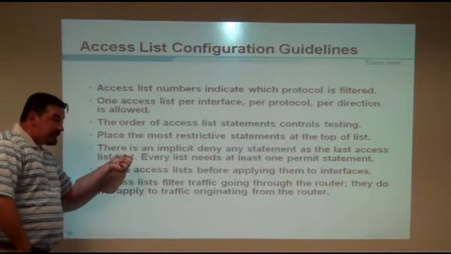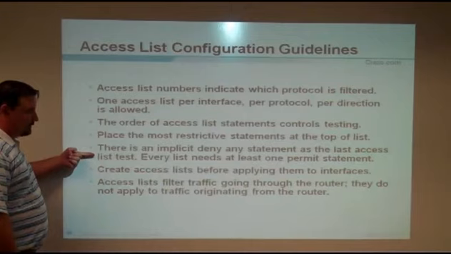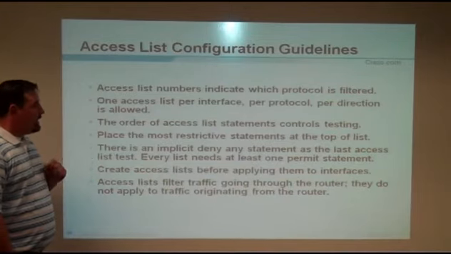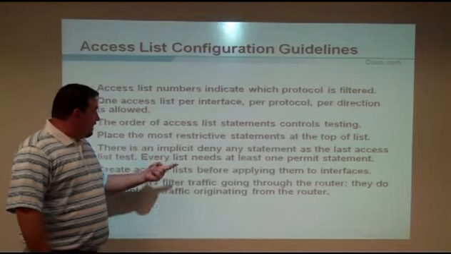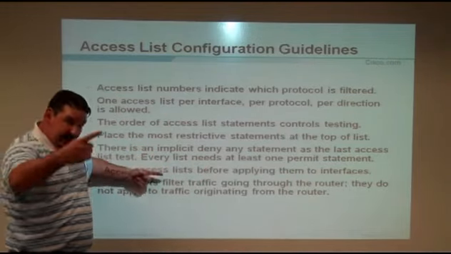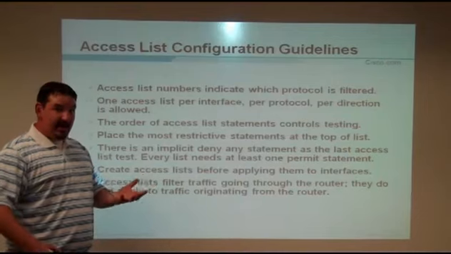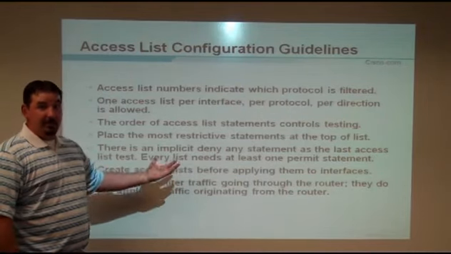There's an implicit deny statement as the last line of every single access list. So I need to at least have one permit statement. If all my statements are deny this, deny this, deny this, deny this, and then the implicit deny on the end, you're eventually saying deny all IP traffic.